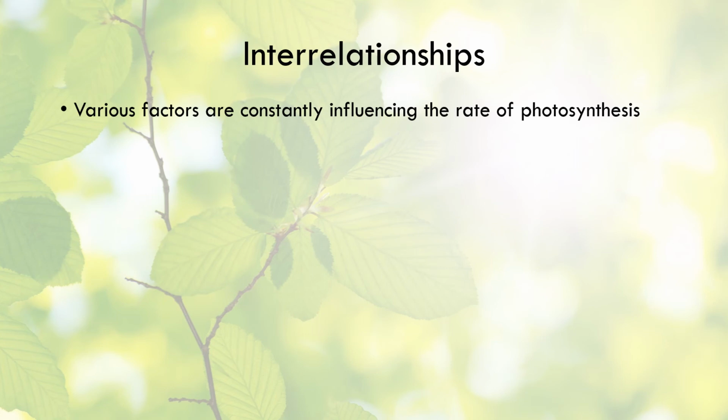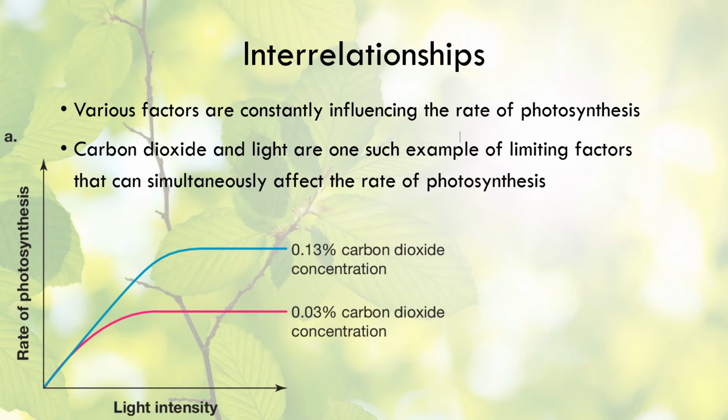We've got a lot of interrelationships happening here. There's various factors that are constantly influencing the rate of photosynthesis. Carbon dioxide and light are one example of limiting factors that affect each other. They simultaneously affect the rate of photosynthesis. Here we've got the rate of photosynthesis up the side, increasing as you go up the scale, and light intensity increasing along the bottom. So we're sort of turning up the dimmer switch along the bottom here.